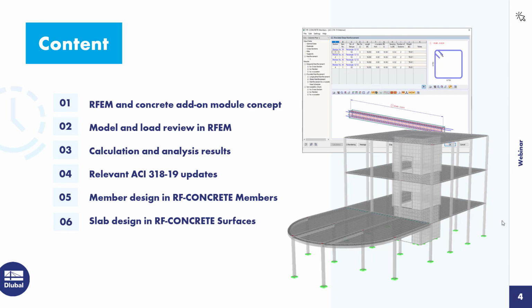I want to first go over some relevant ACI 318 updates, the 2019 edition was recently added, so how these updates will affect some of the design features within the add-on modules. Then we'll move back to our example where we will do member design within the add-on module RF-CONCRETE Members, and then slab design within the additional add-on module RF-CONCRETE Surfaces.